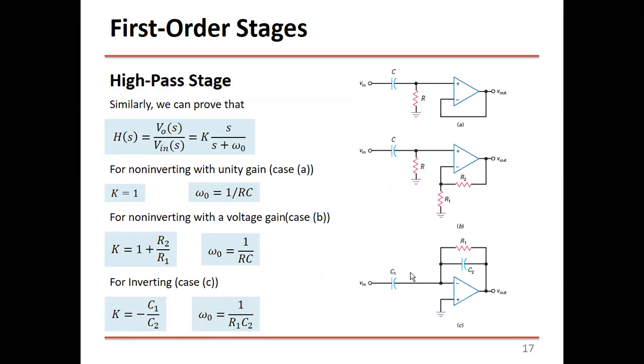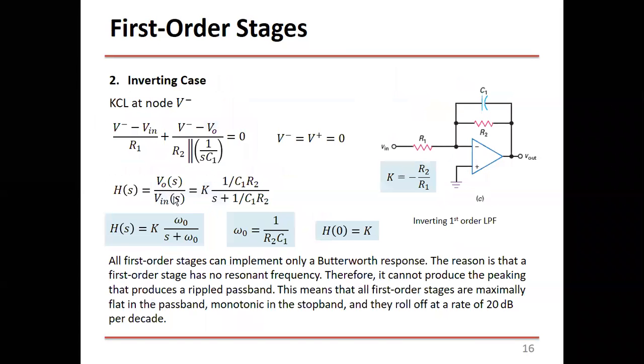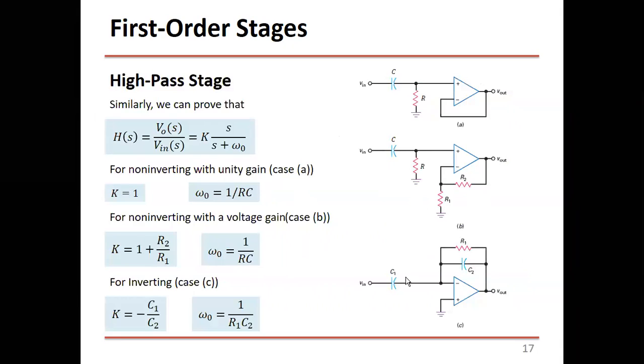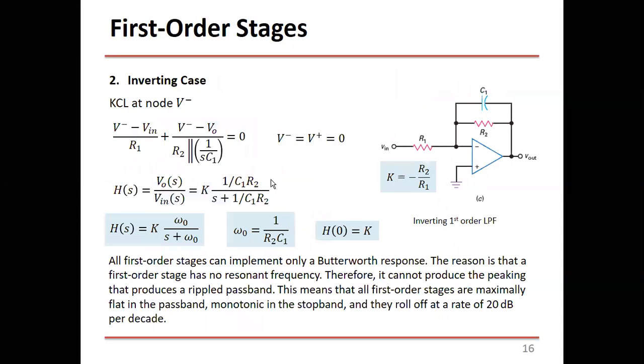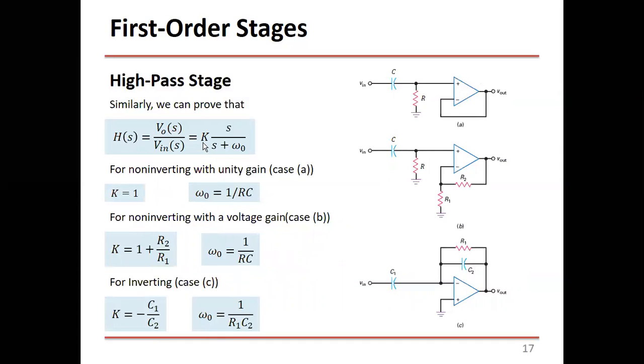Okay, I encourage you to go ahead and do the same analysis as we did here for these 3 circuits. You will end up with this one. So take this as an exercise at home and try to find H of S and put it in this form. Okay, so for the first order low pass filter, it's K times omega naught over S plus omega naught. For the high pass filter, it's K times S divided by S plus omega naught.